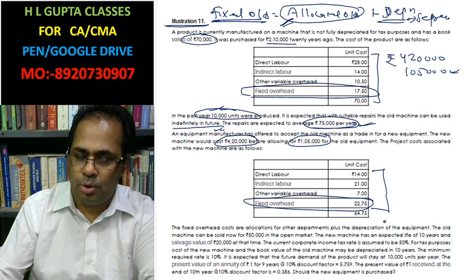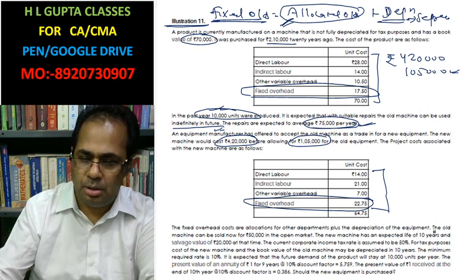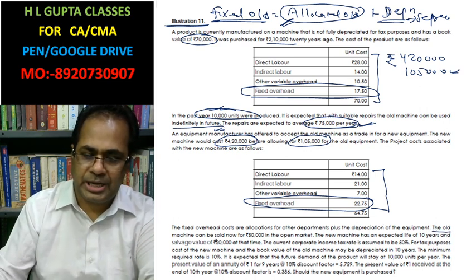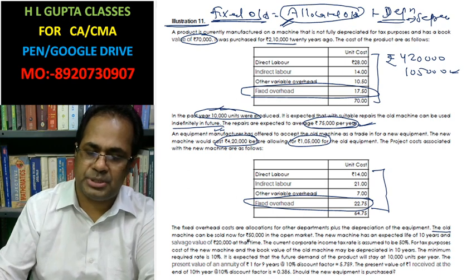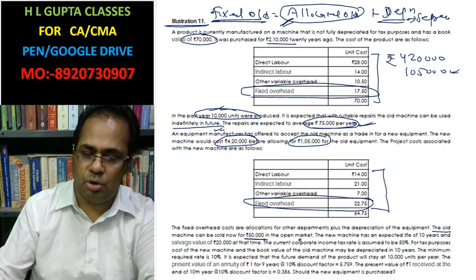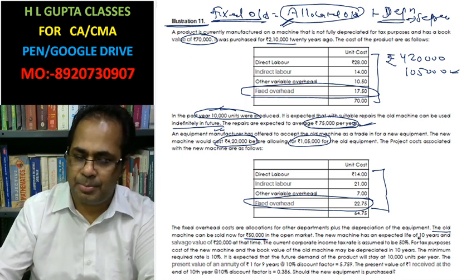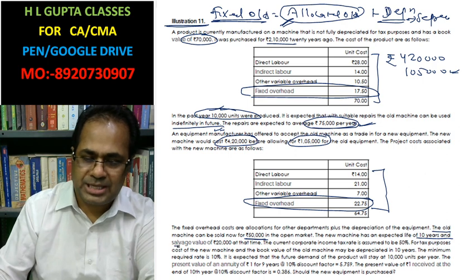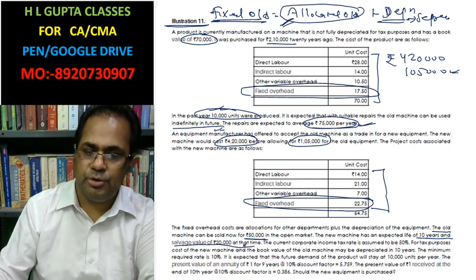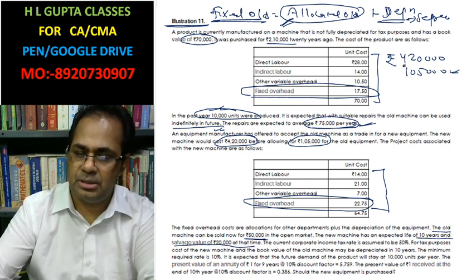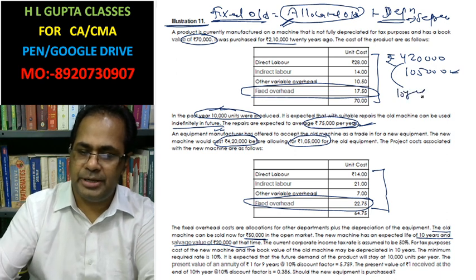Now, the old machine can be sold now for rupees 50,000 in the open market. The new machine has an expected life of 10 years and a salvage value of 20,000. New equipment expected life 10 years, and the scrap value is 20,000.